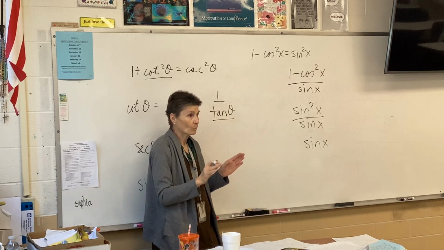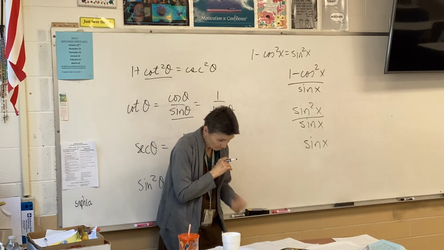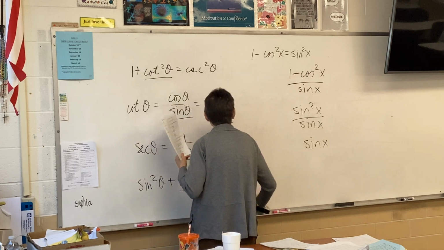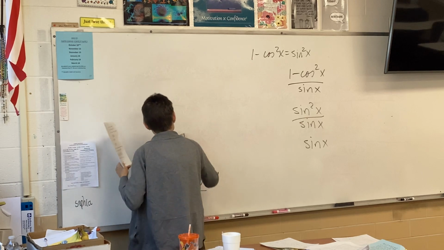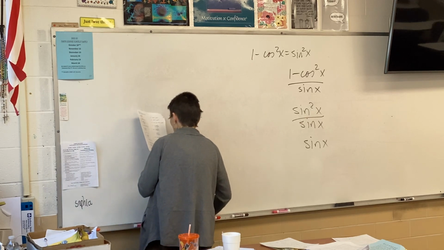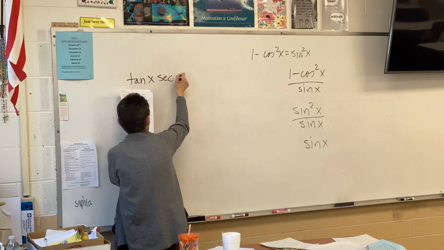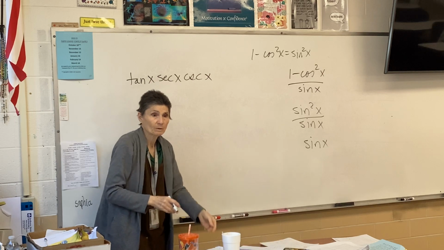Anybody see another one on there that bothers you? 21. 21 is sort of similar to the ones we were doing earlier. It's a bunch of stuff multiplied. So do you remember our strategy? When we had a bunch of stuff just in a row being multiplied, what did we end up doing? What did we do with all that?